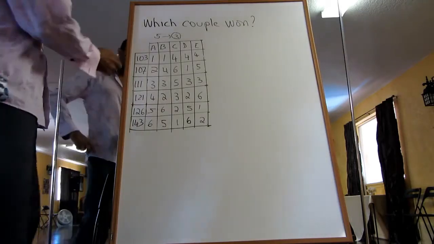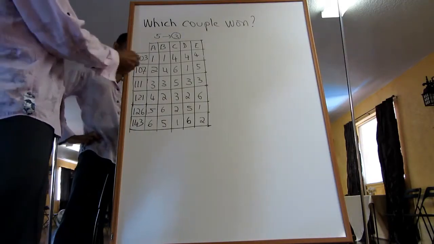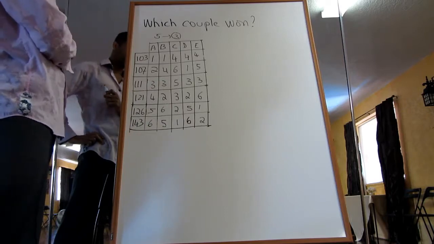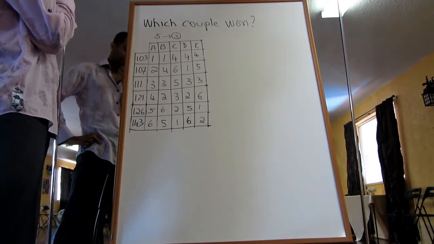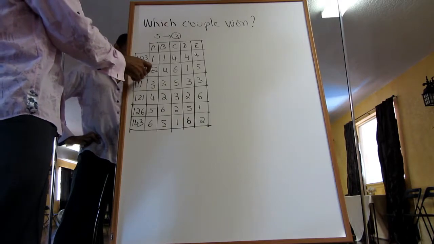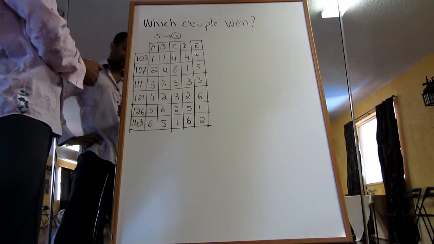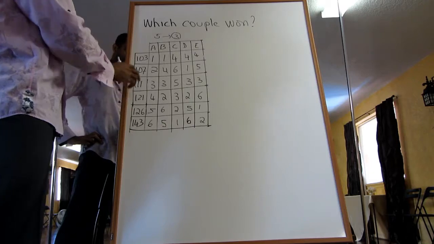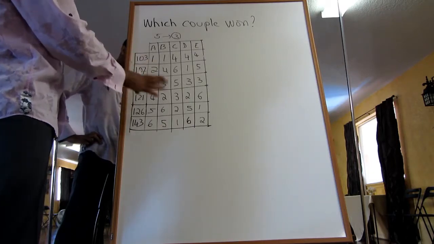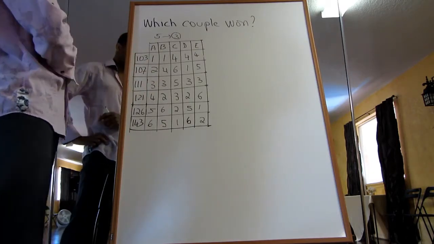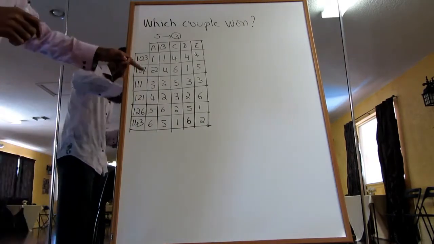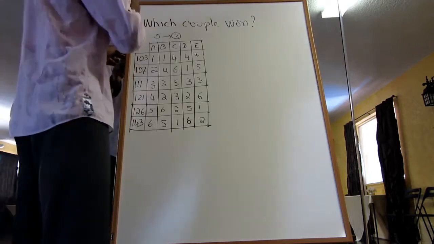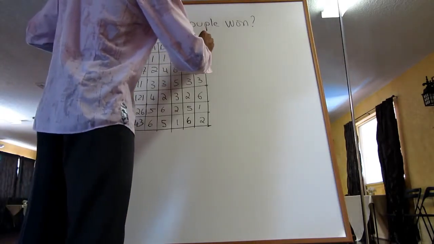As you see, couple 103 has two first places. We need three, so we don't have a majority. 107 has only one. So by taking a glance at it, it looks like nobody has a majority. Let's go over the steps to determine who's going to win this dance. Stay with me.